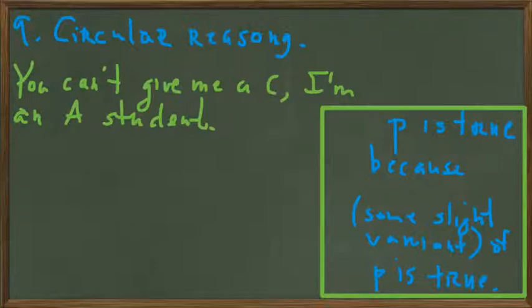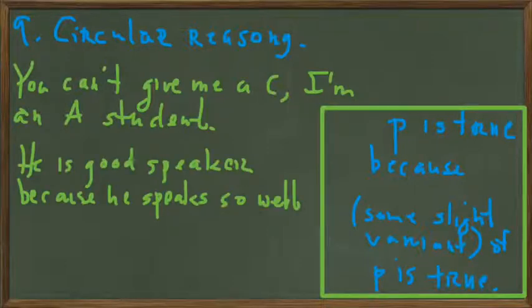But the fact that you've gotten A's in other classes isn't relevant. You're essentially saying you can't give me a C because you can't give me a C. A little more direct version of it would be this: He is a good speaker because he speaks so well. Well, you're trying to prove that he is a good speaker, and then you said he speaks so well, but both of them are information that you're providing. You're essentially saying he is a good speaker because he is a good speaker.